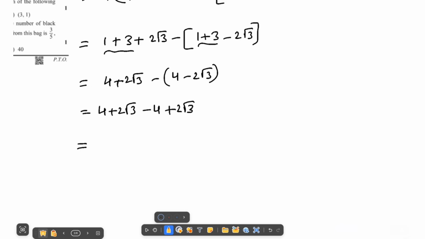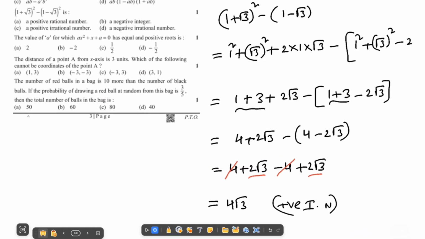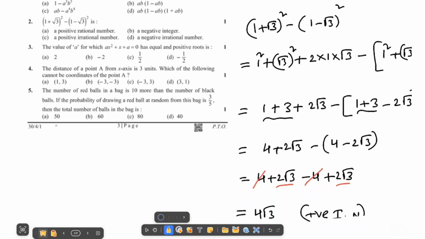Now which numbers are cancelled? So plus 4 and minus 4 will get cancelled. Now we will have 2 root 3, 2 root 3. That will give us 4 root 3. So this 4 root 3 is a positive irrational number. Now which option has this positive irrational number? Let's check. Positive irrational number, option C is the right answer.